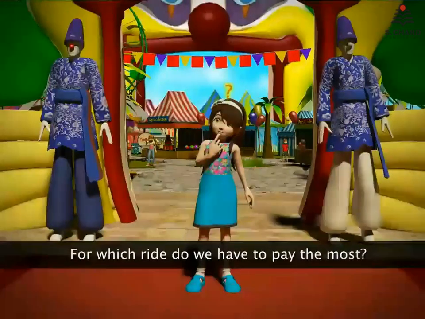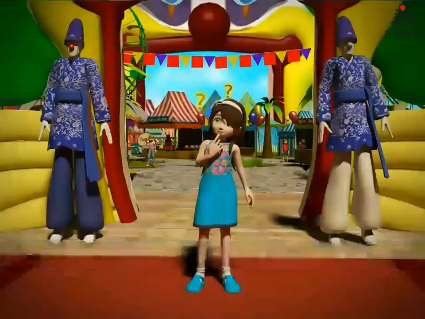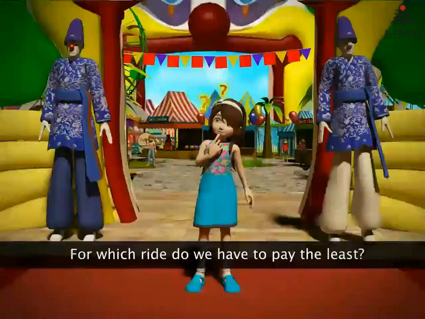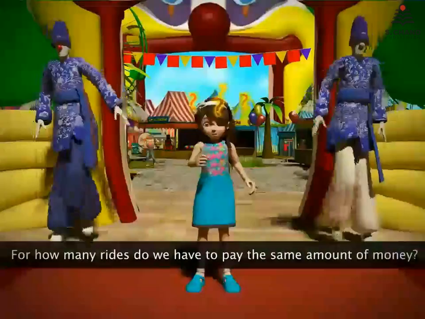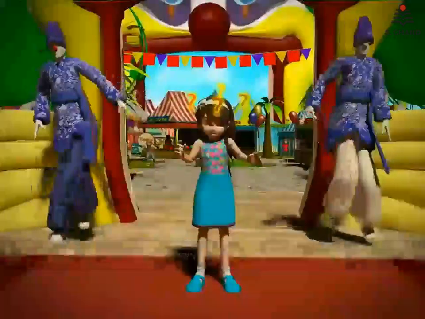For which ride do we have to pay the most? For which ride do we have to pay the least? For how many rides do we have to pay the same amount of money?